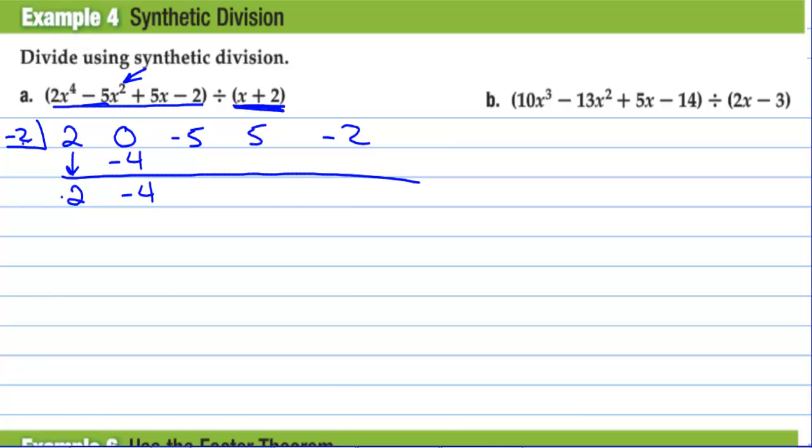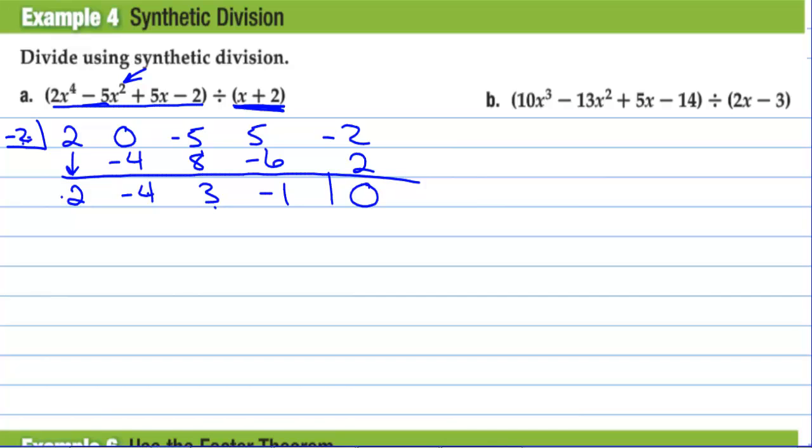So -2 times -4 is 8. -5 plus 8 is 3. -2 times 3 is -6. 5 plus -6 is -1. And then -2 times -1 is +2. So this one has a remainder of 0.